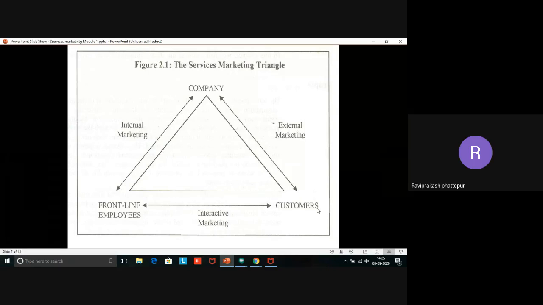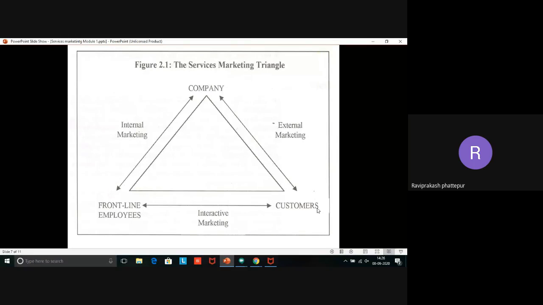Next, coming to the services marketing triangle. Okay. So the first thing we have to see is who the parties are here. First is the company, second is the employees, and third is the customer. These form the three sides or the three vertexes of this particular triangle. That is, the first one is the company, then the employees or the frontline employees, then the customers. So in between there are some arrows.